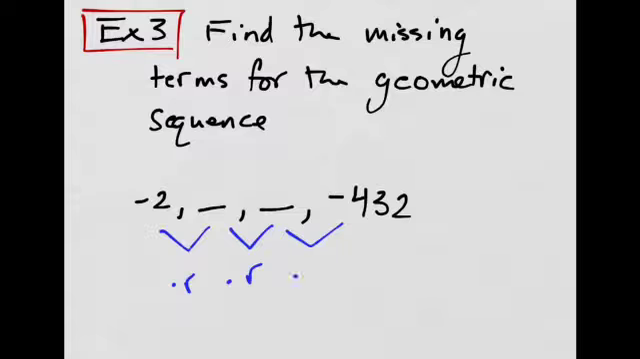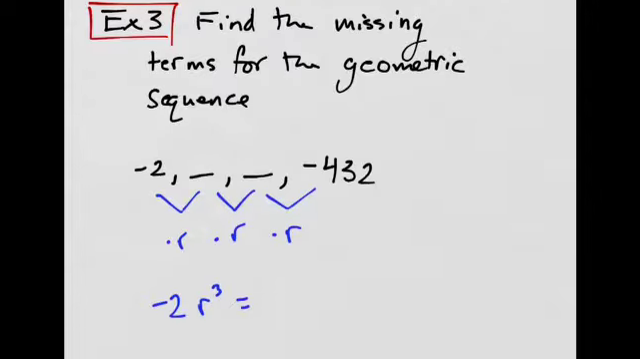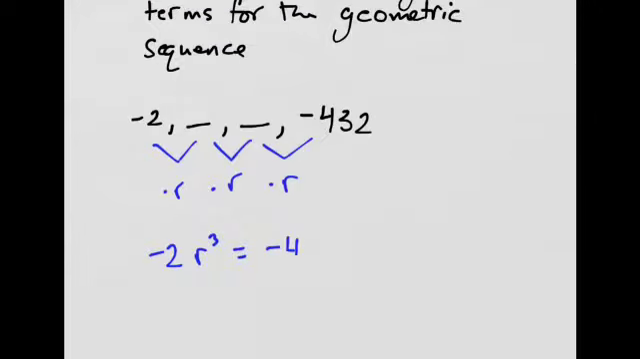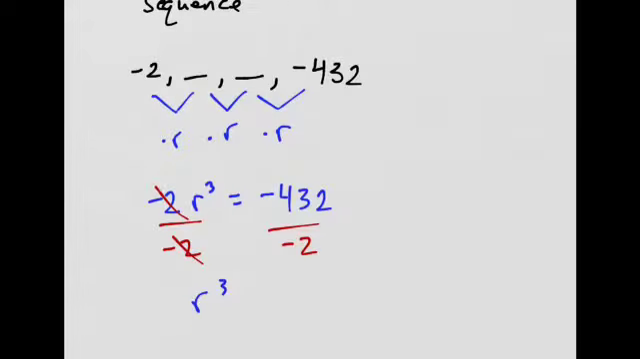I have to do something 3 times, but it's geometric, so I have to be multiplying by r. So if I start out with -2, and I multiply by r 3 times, I must end up with -432. And then I can solve for r. We've done problems like this before. So r cubed equals positive 216.